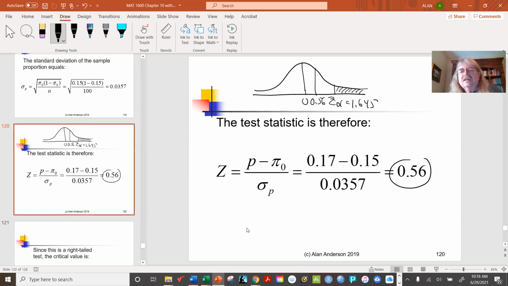So what that means then is that we're not going to be able to reject this null hypothesis. All right, the test statistic is much too small to land in the rejection region. And therefore, our conclusion will be, do not reject the null.